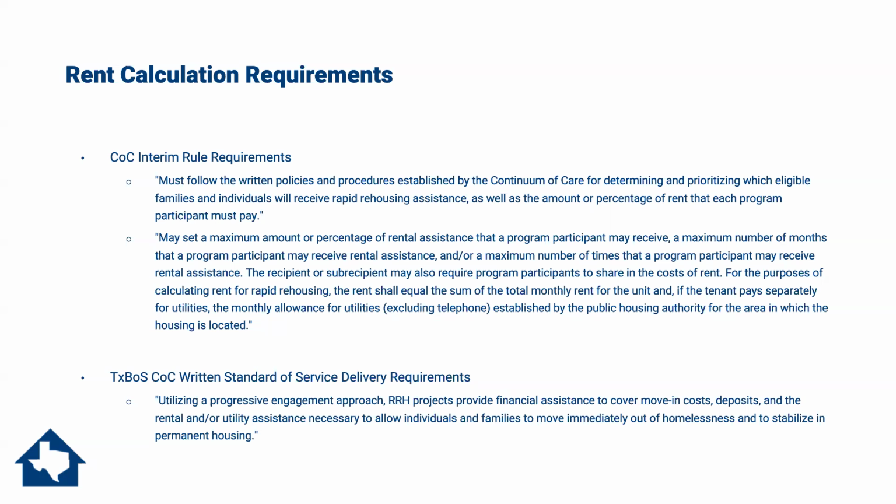So that being said, the Texas Balance of State CoC written standards of service delivery requirements state utilizing a progressive engagement approach, RRH projects provide financial assistance to cover move-in costs, deposits, and the rental and/or utility assistance necessary to allow individuals and families to move immediately out of homelessness and to stabilize in permanent housing. So essentially, what that means is they have to use some form of a progressive model of their choice.